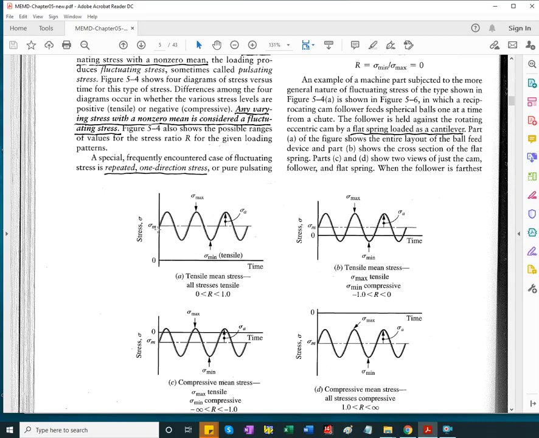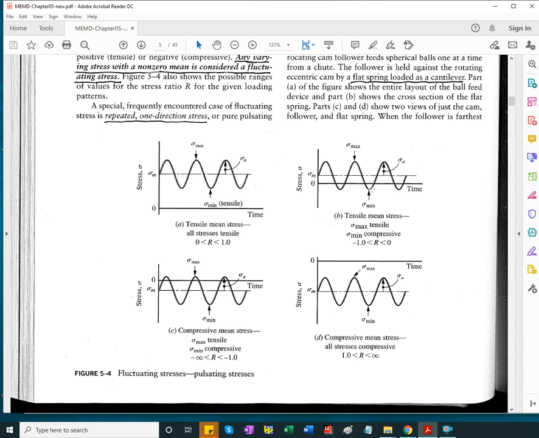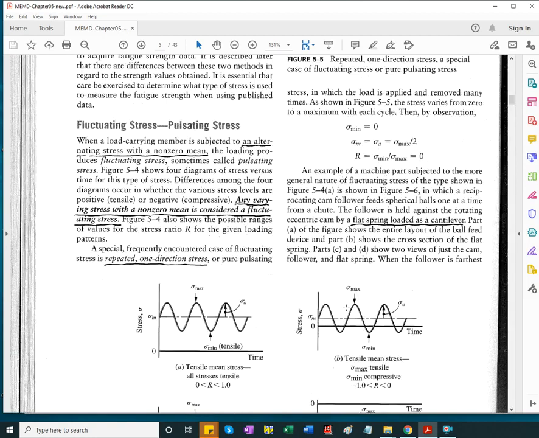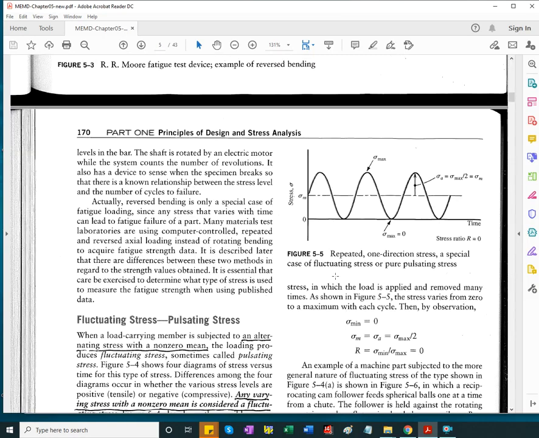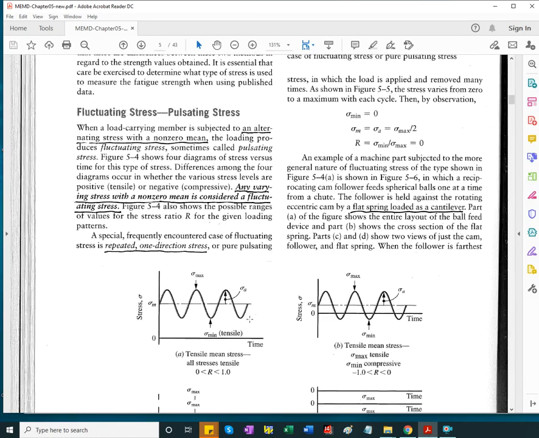R between 0 and 1 would correspond to a positive mean. The minimum value never becomes negative. We can have some negative stress, with the mean again being positive. We can have a negative mean and some positive stresses, most of them being negative, and then a negative mean where everything happens in compressive stress. Again, the most damaging one is this pulsing stress, with the minimum value being 0, and stress ratio is 0.